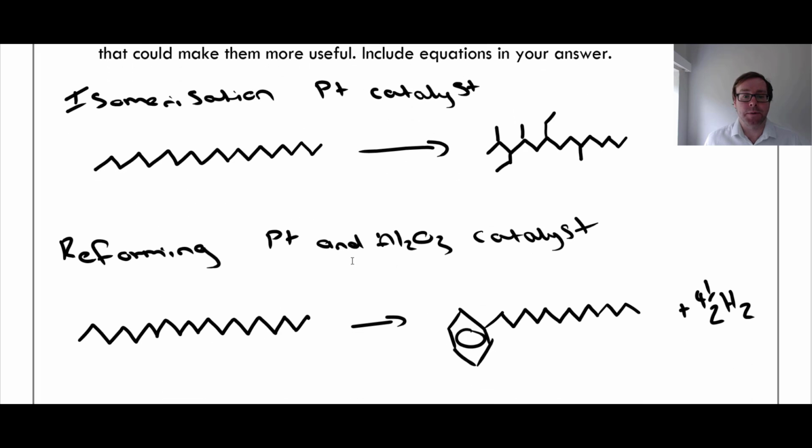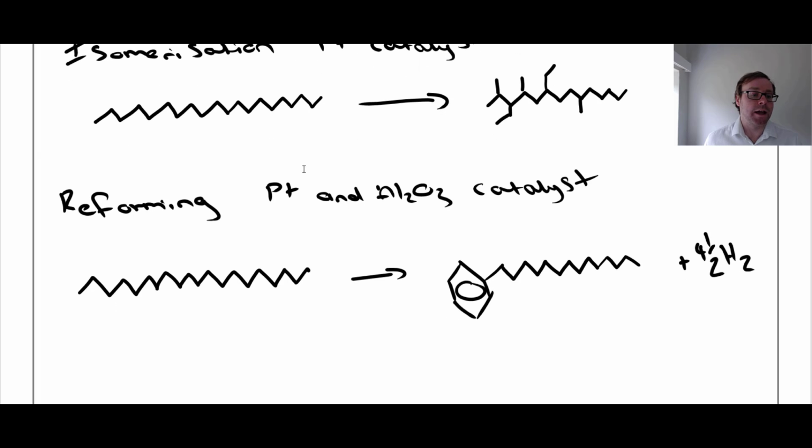Reforming, I've used a platinum and aluminium oxide catalyst. And again, I've taken my straight chain alkane and I've put a benzene ring on it. And remember, this is the only thing which might be a problem. This would be C6H6. But here, we normally have a hydrogen, but we've had to remove this hydrogen to put this branch on. Therefore, rather than removing 4 moles of hydrogen, we'd have to remove 4.5 moles of hydrogen. Anything with the molecular formulas adding up, or the number of atoms on the reactant and product sides being equal, is fine.